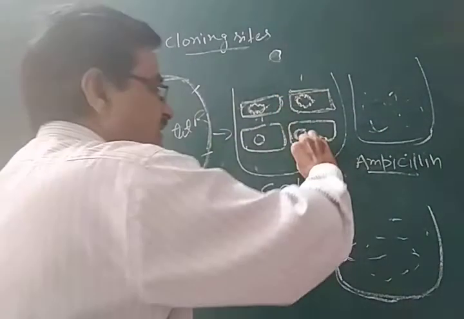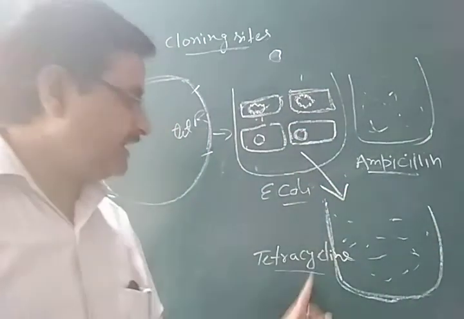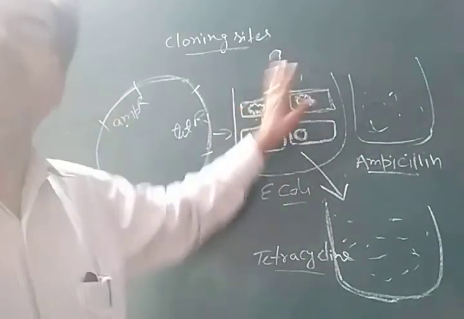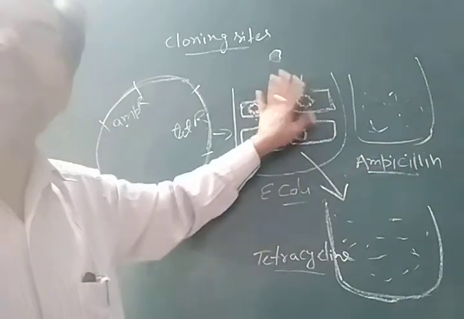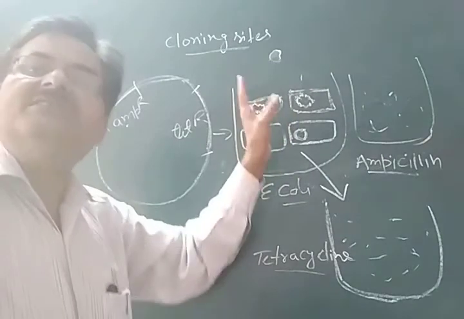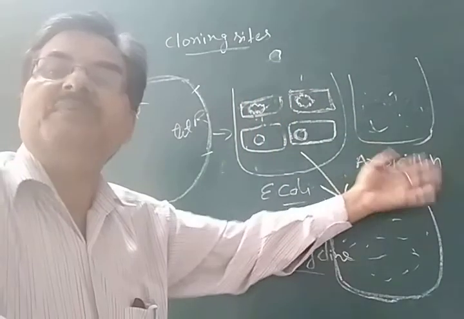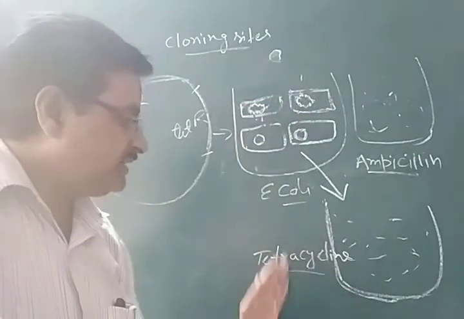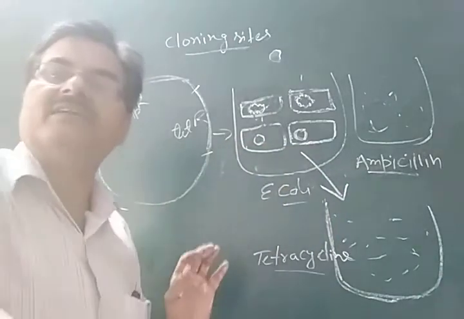Now we transfer these transformants in the tetracycline containing medium. First we transfer these bacteria in the ampicillin containing medium. The transformants will survive, non-transformants will die out. After that, these transformants that survived in the ampicillin containing medium are now transferred to the tetracycline containing medium.